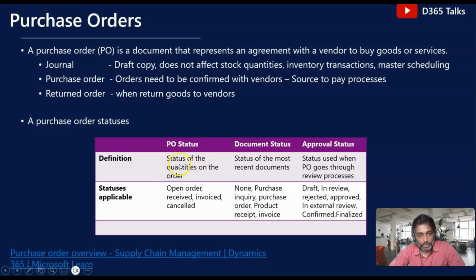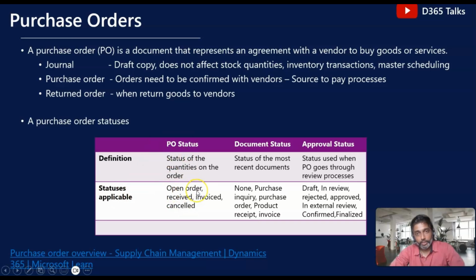What is a PO status? The status of the quantities on the order. Each and every line has a definite quantity for which the status is captured in the system. So based on the status of the line, the PO status is updated.